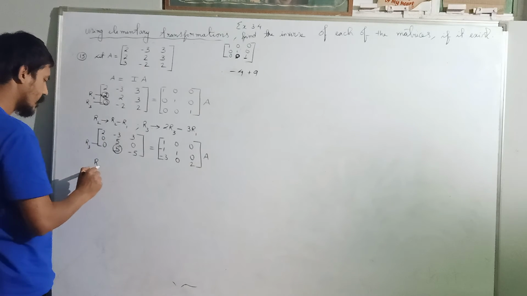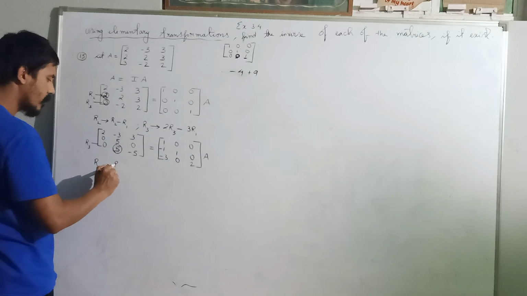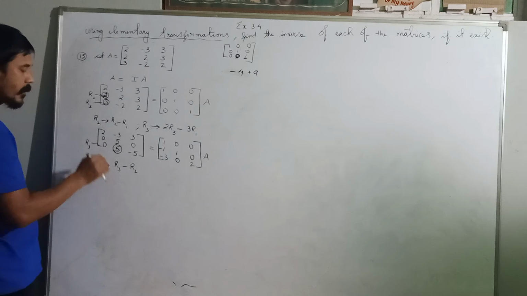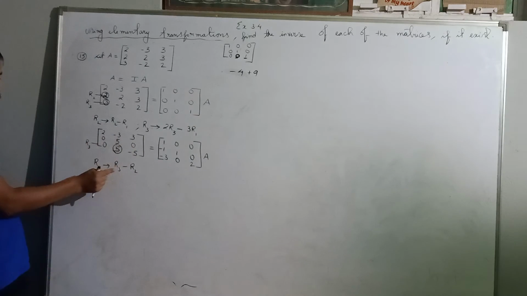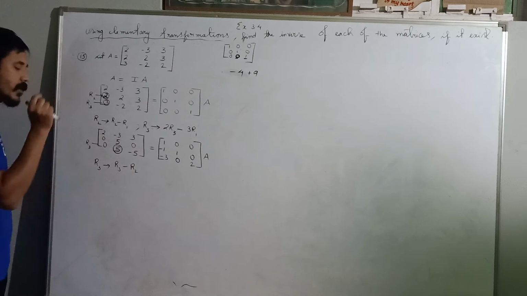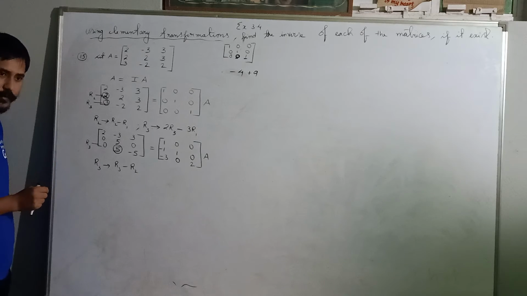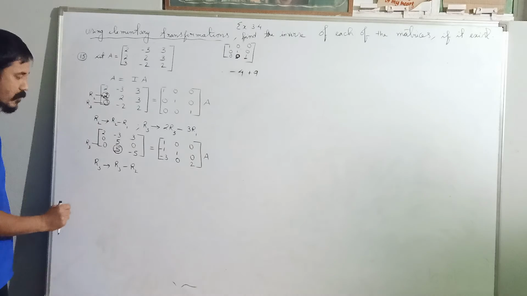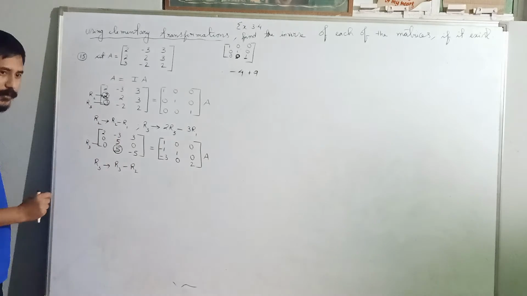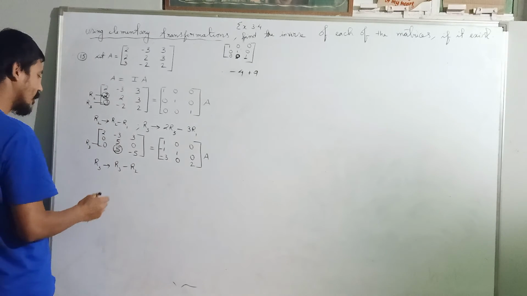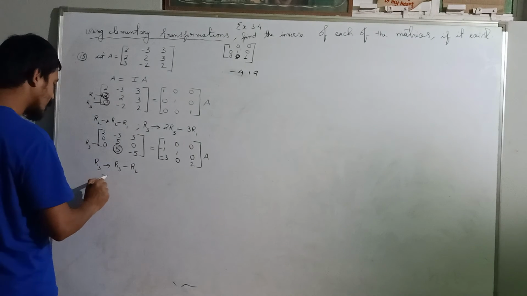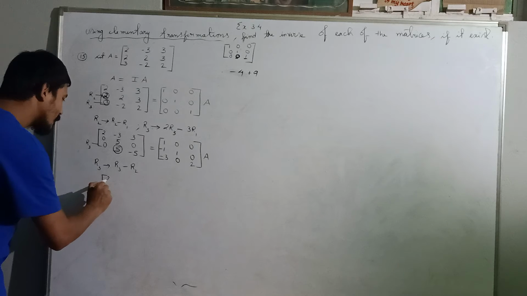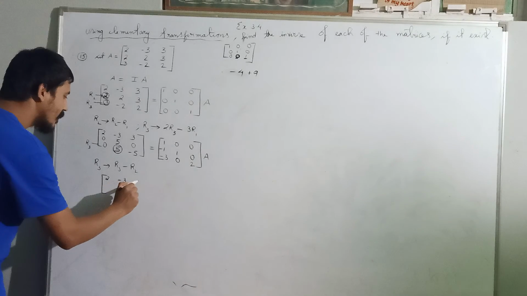So row 3 goes for row 3 minus row 2. Okay? To the elements of row 3, you subtract corresponding elements of row 2. Right? That's the perfect way to say. To the elements of row 3, subtract corresponding elements of row 2. I think I should have said in the previous case the same way.